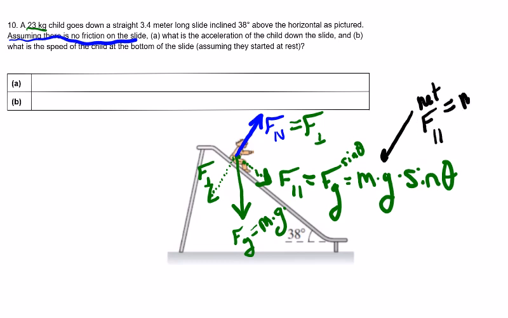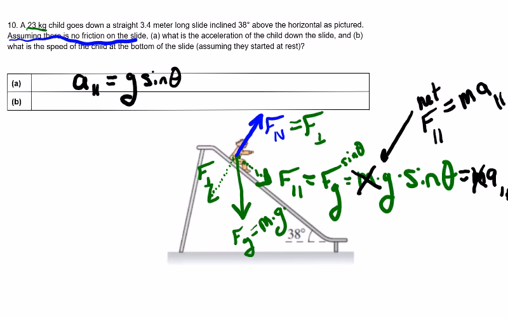So this should equal the mass of the kid times the acceleration down the incline. I'll call this a parallel. So I'm going to set this equal to m times a parallel. Now the reason I'm doing that is I want to show you that this is the mass of the kid and this is the mass of the kid. Goodbye, mass of the kid. You can actually cancel it from the equation. So to find part A, the acceleration down the incline, we can actually just take the acceleration of gravity times the sine of theta. In other words, without any friction, it's the component of gravity that's down the incline that causes them to accelerate.